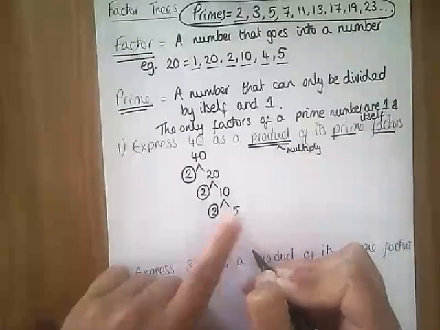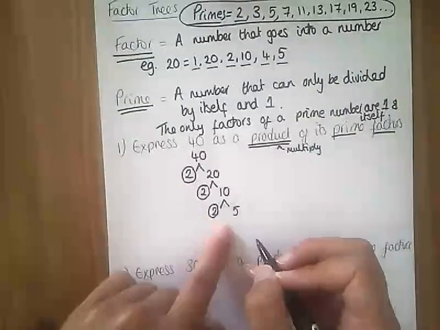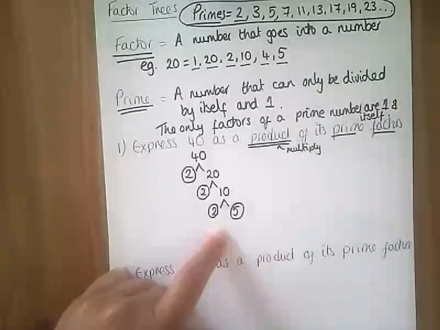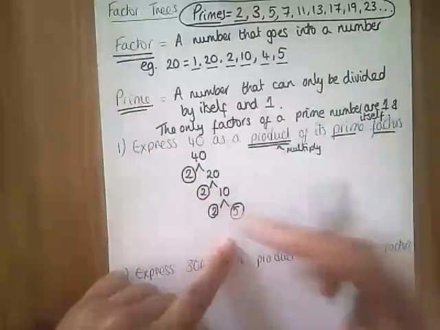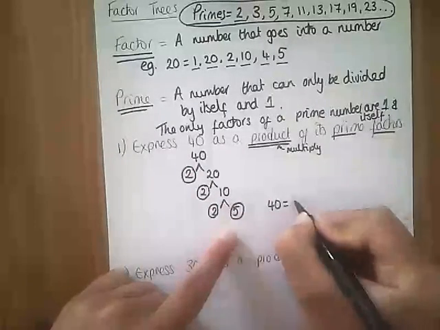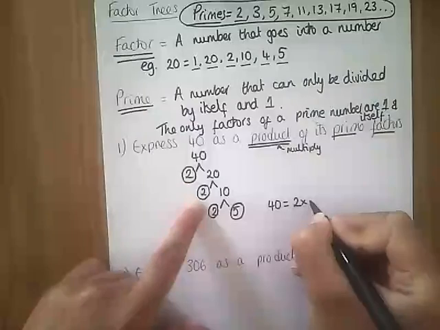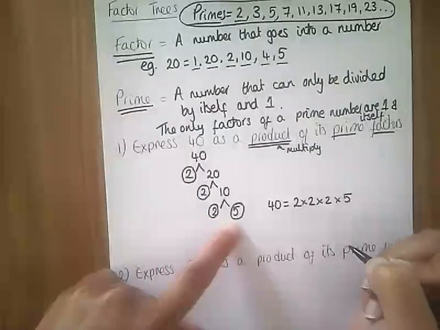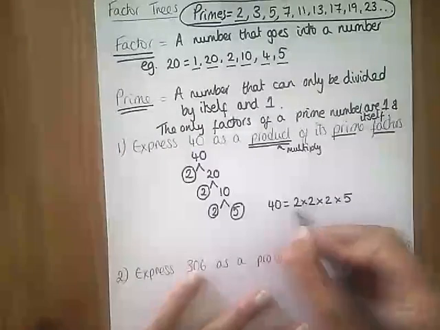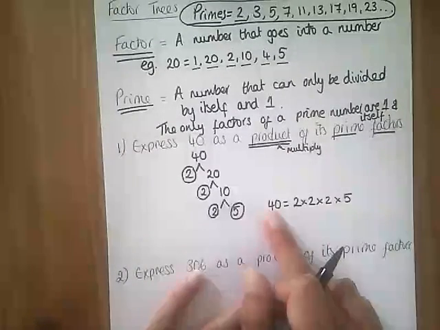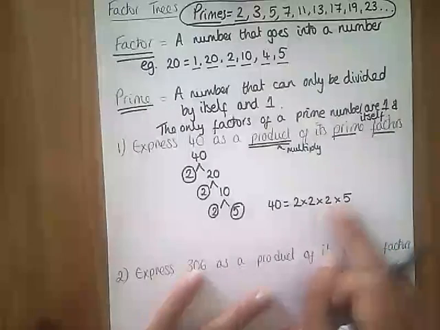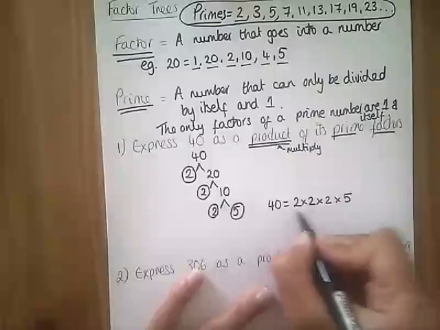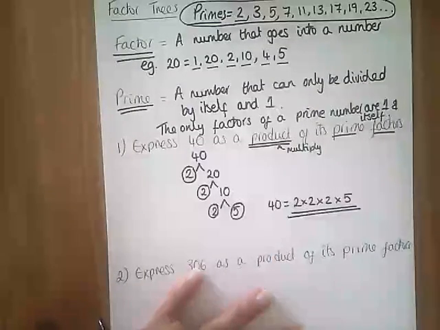5 is a prime number, so as soon as you get to the end and they're all prime, you stop. This is called a factor tree, and it is telling us that 40 is the same as 2 times 2 times 2 times 5. It's our prime numbers being multiplied. You don't need to work that out, but you might want to check it: 5 times 2 is 10, times 2 is 20, times 2 is 40. That is expressing it as a product of its prime factors.